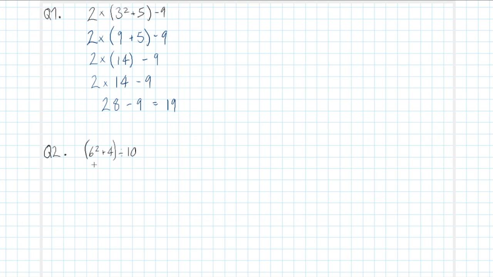Question 2, look at the brackets, do everything inside the brackets first. There are no brackets within the brackets, so it's indices next. 6 squared is 36, plus 4, everything else remains the same. Inside the brackets again, there are no brackets, there are no indices, there's no divide, there's no multiply, but there is an addition. So 36 plus 4 is 40.